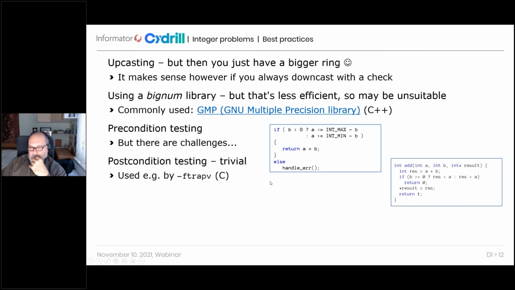Postcondition testing is much more trivial. You basically do the arithmetic operation and just take a look at the results.